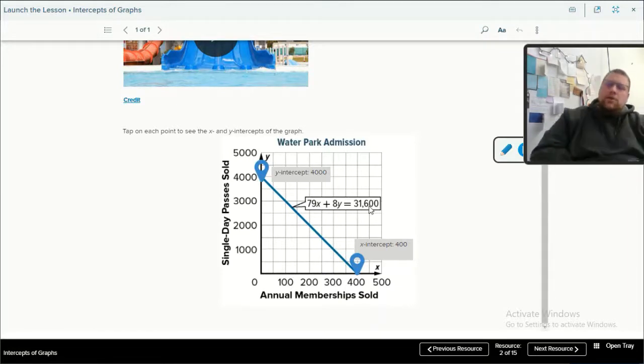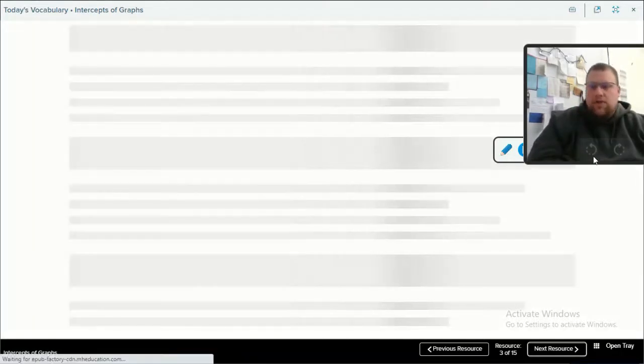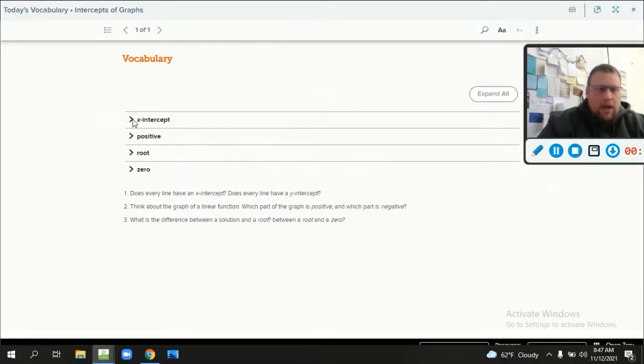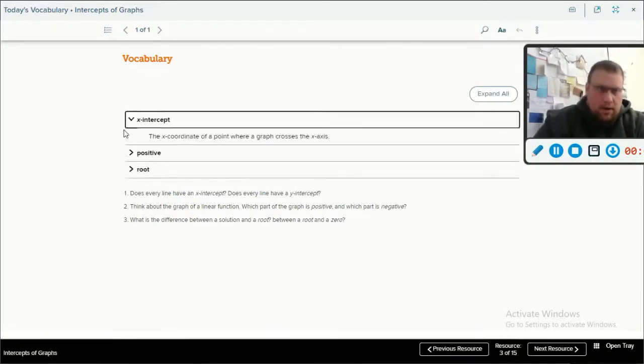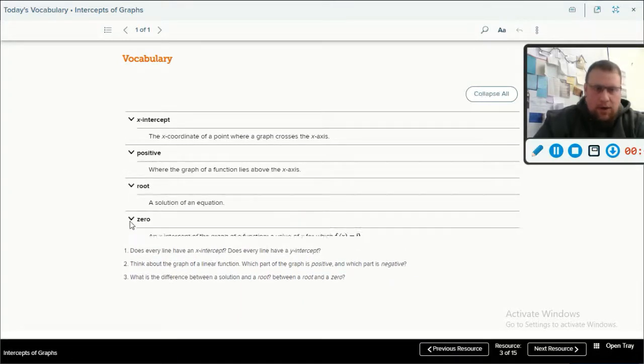Awesome. So we're talking about intercepts today. Intercepts are pretty important deals for us. And we're going to get into a little vocabulary, which is funny because this is missing one vocabulary word, which I will add. But we have the x-intercept, positive, root, and 0. Here's what I'm going to tell you.